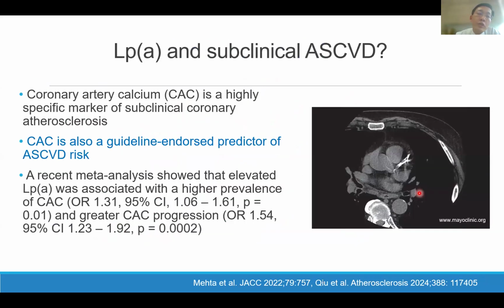What's the relationship between Lp(a) levels and subclinical ASCVD? Coronary artery calcium, or CAC, is a specific marker of subclinical coronary atherosclerosis. And we use that a lot because it's a guideline-endorsed predictor of ASCVD risk. Recently, there's a meta-analysis published which shows that elevated Lp(a) was associated with a higher prevalence of CAC and also a greater progression of the CAC.